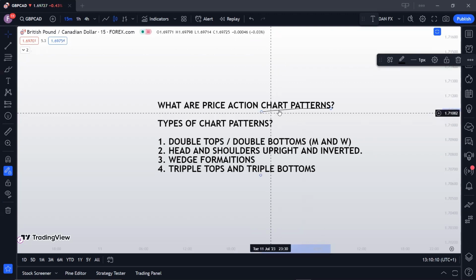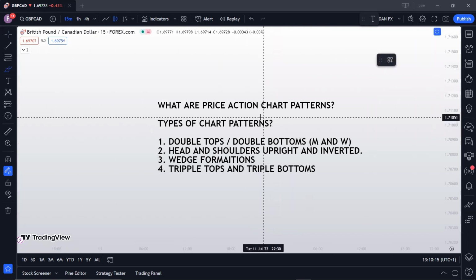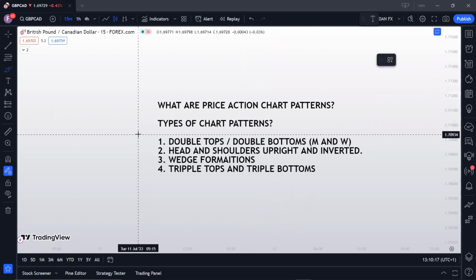Now, there are different types. There are so many types of price action chart patterns, but I'm going to be showing you the most important ones. So these are the main types of chart patterns that you're going to have to be looking for and be able to identify in the market.